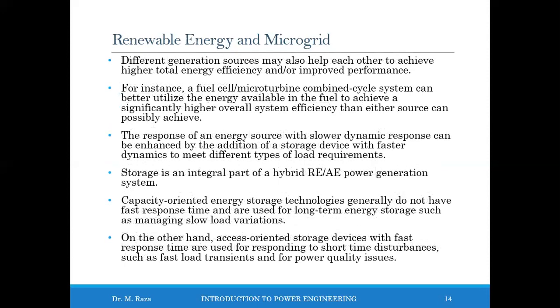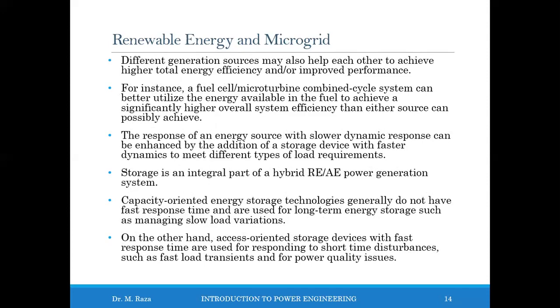Different generation sources may also help each other to achieve higher total energy efficiency and/or improve performance. For instance, a fuel cell microturbine combined cycle system can better utilize the energy available in the fuel to achieve a significantly higher overall system efficiency than either source can possibly achieve.